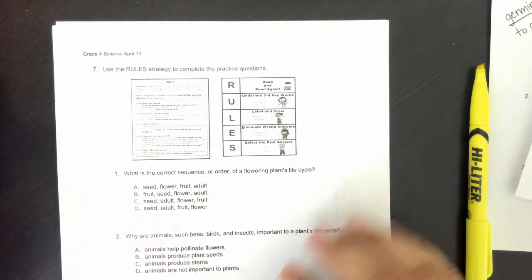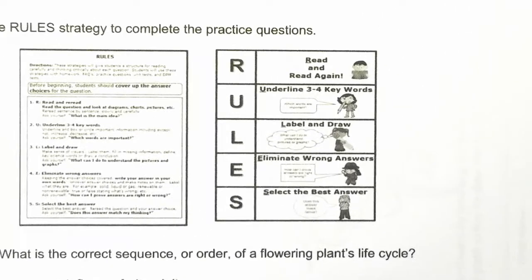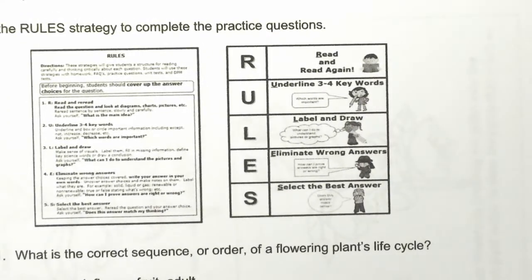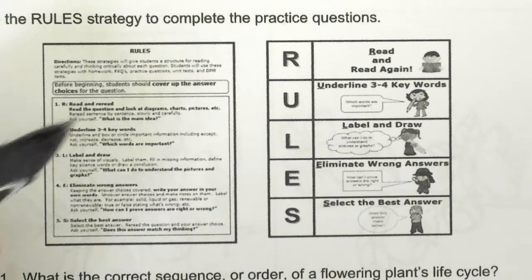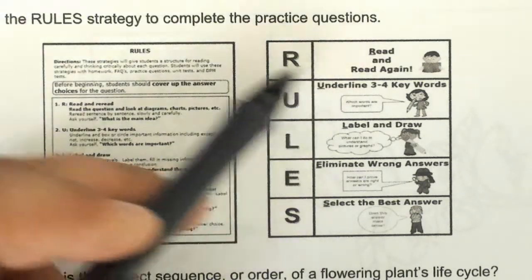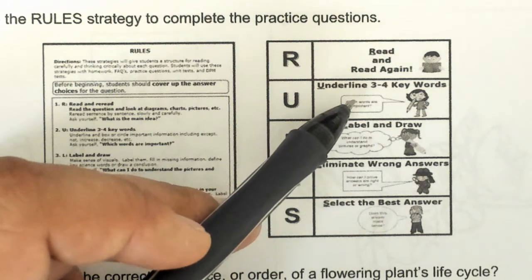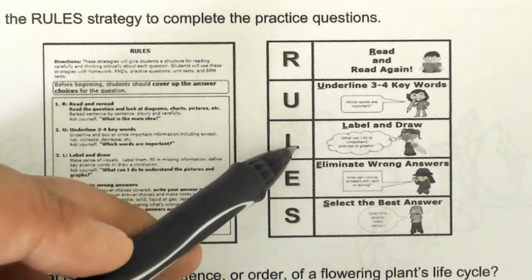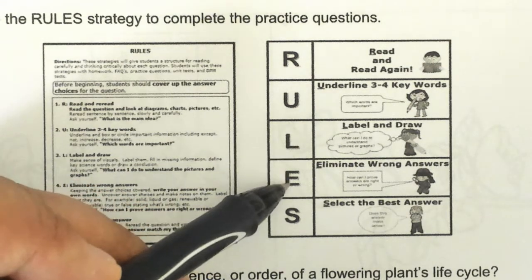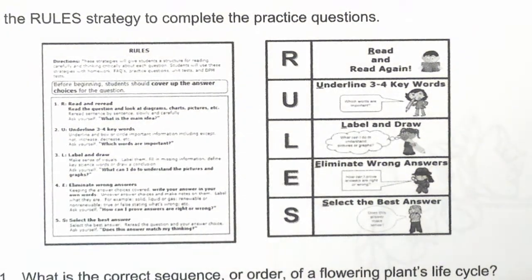I'll go ahead and zoom in real quick to the rules category. Now, some of this is probably even harder to see even when you have it. But what we're going to do is read and reread the first question. We're going to underline 3 or 4 words if possible. Sometimes it is a lot less than 3 to 4 words. Label and draw if we need to, anything that would help us find our answer. Then we're going to eliminate wrong answers and select the best choice.